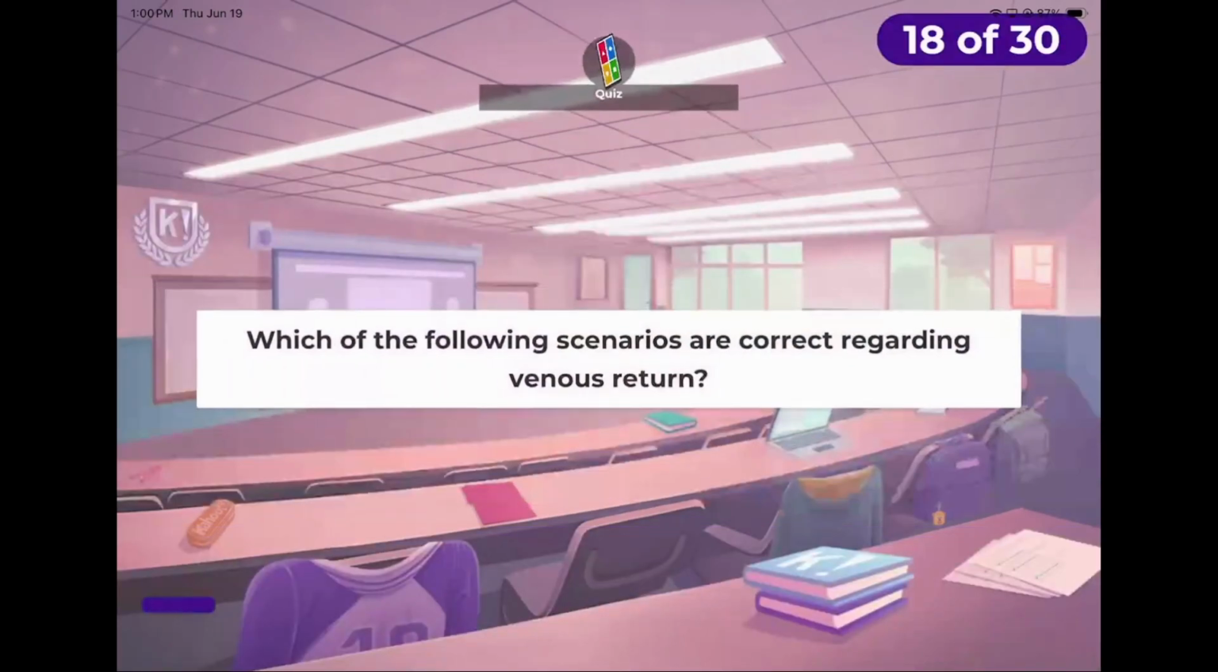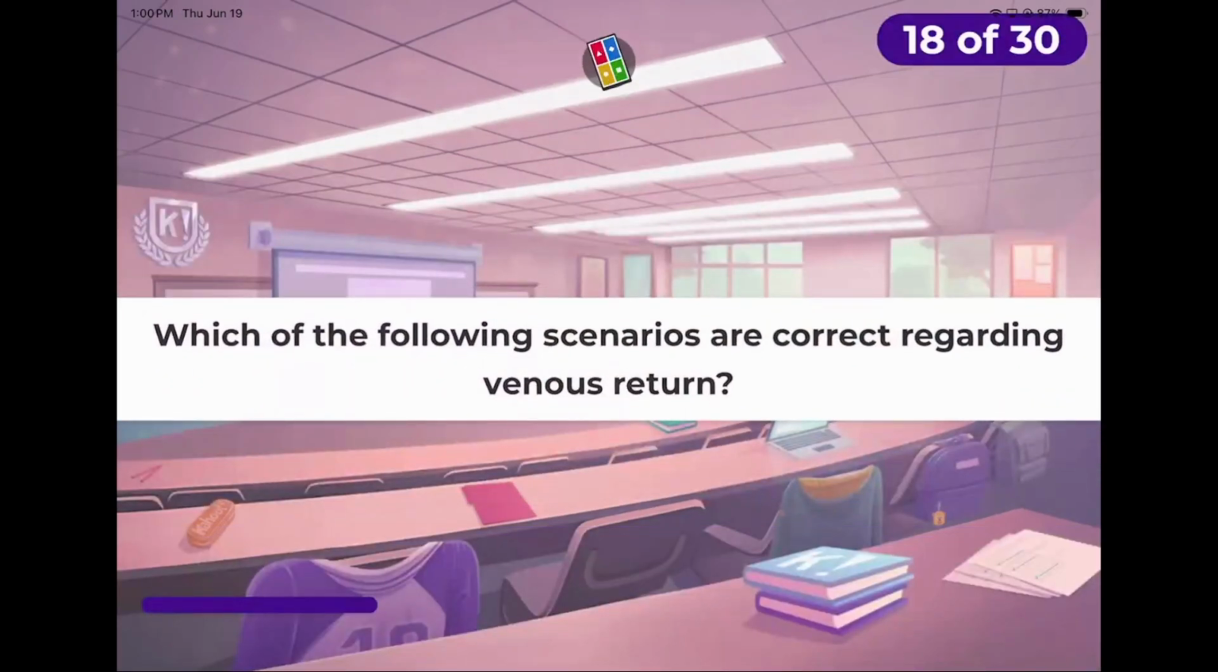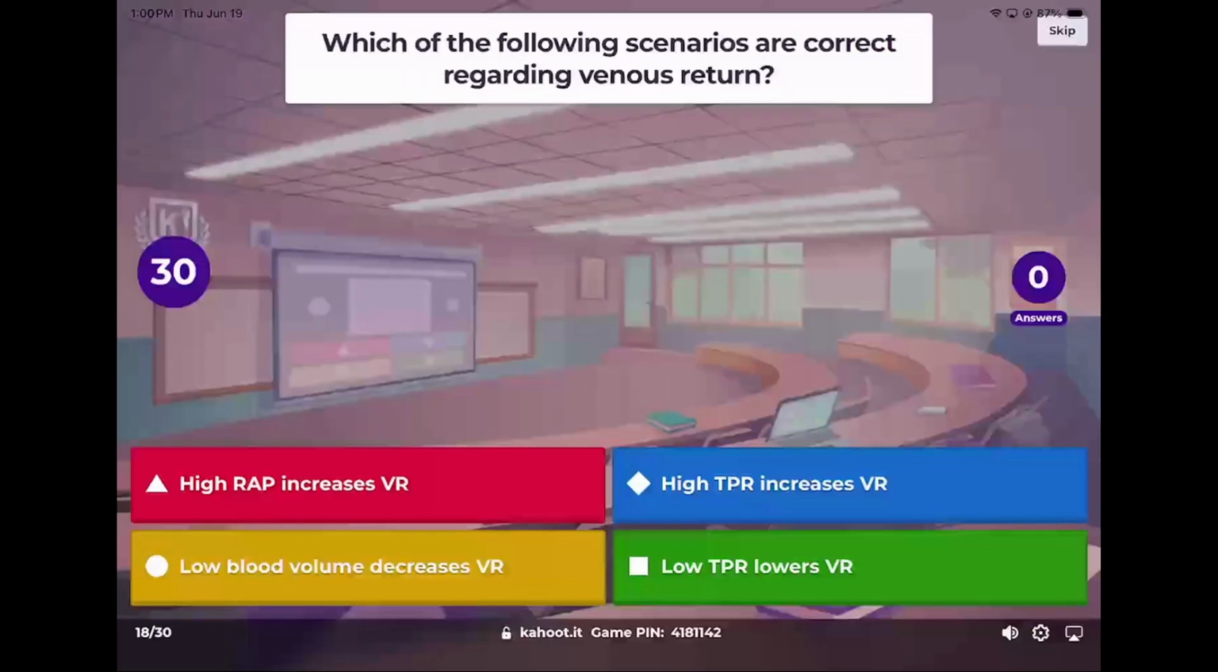Okay, which of the following scenarios are correct regarding venous return? So, blood coming back to the heart. High right atrial pressure will increase venous return. High total peripheral resistance will increase venous return. Low blood volume will decrease venous return. Or a low TPR will lower the venous return.